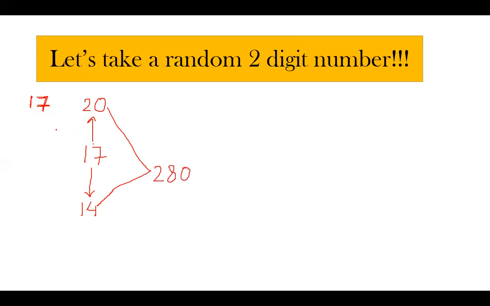Now what was the difference here? The difference was plus 3 and here it was minus 3. So the number by which you have increased or decreased is 3. All you need to do is add the square of 3, which is 9. So what you get here is 289. This 289 is nothing but the square of 17.